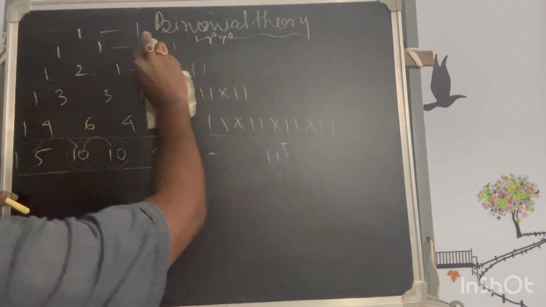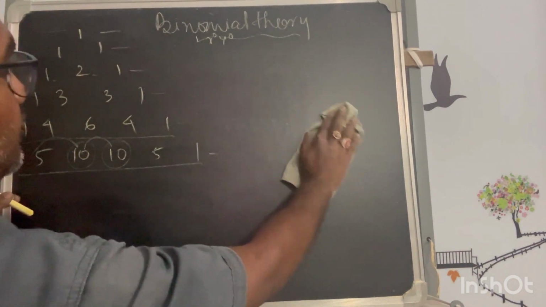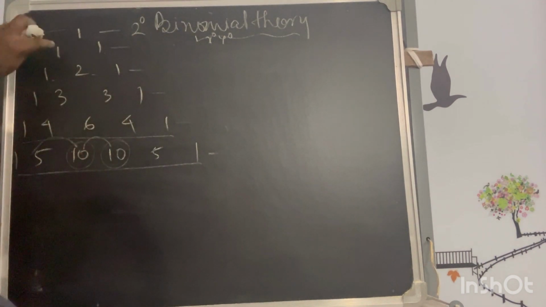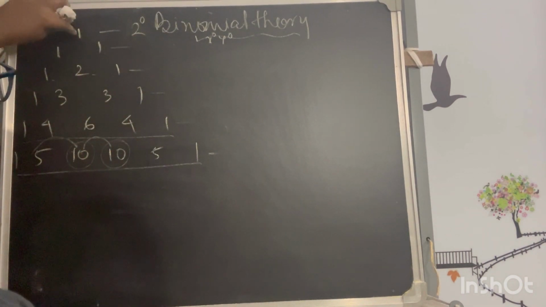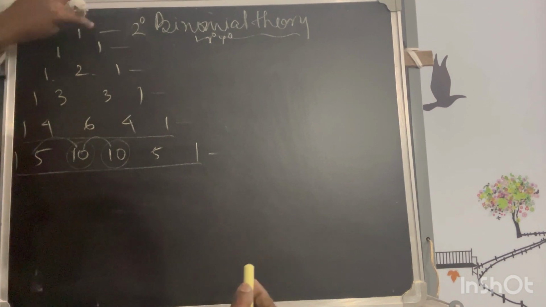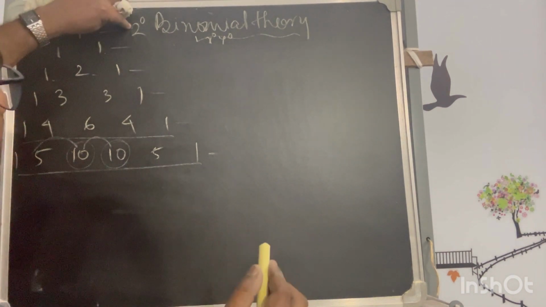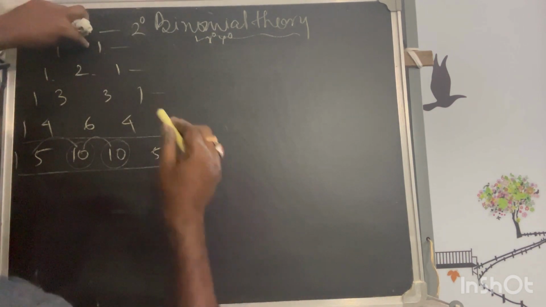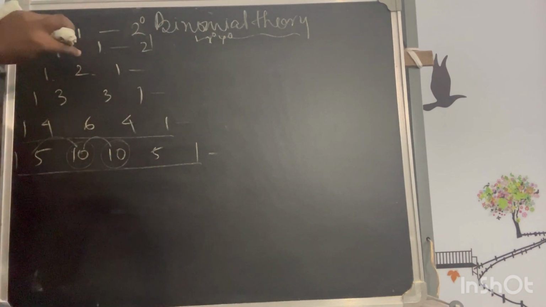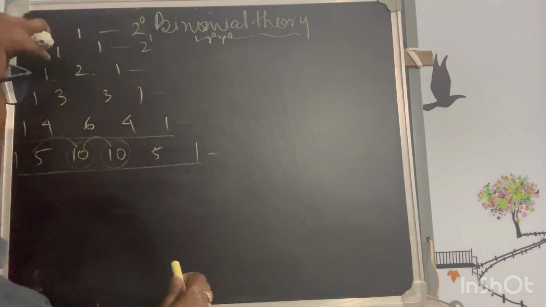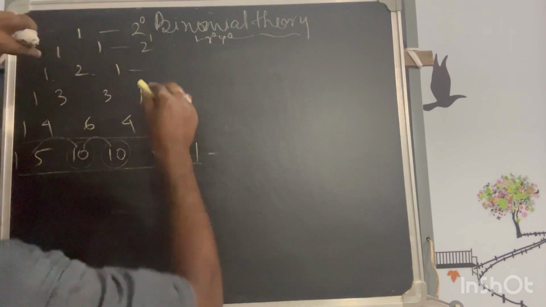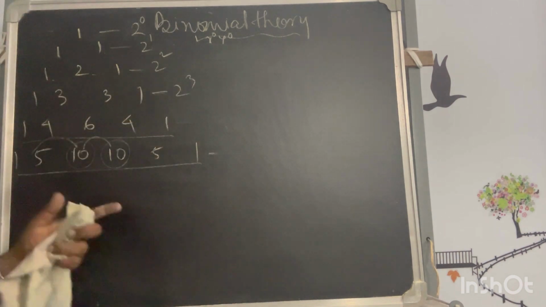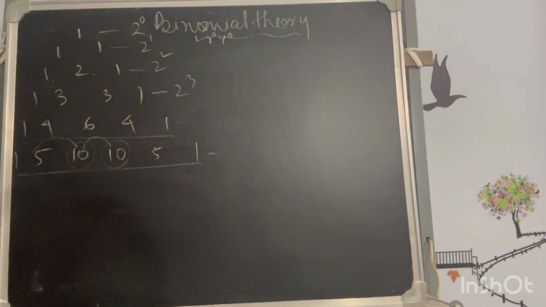Another kind of pattern that can be seen in the terms: 1 means 2 to the power 0. Now if you add the terms of each row, here there is only one term, so that is 1, which can be calculated by 2 to the power 0. Then 1 plus 1 is 2, which is 2 to the power 1. 1 plus 2 plus 1 is 4, which is 2 squared, and like that. If we go on adding, it follows this pattern.